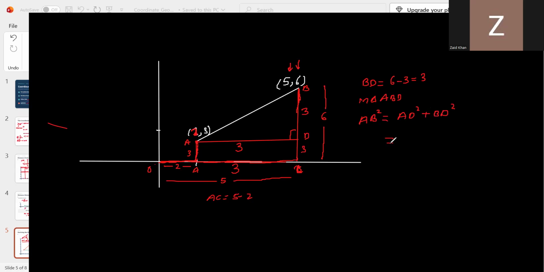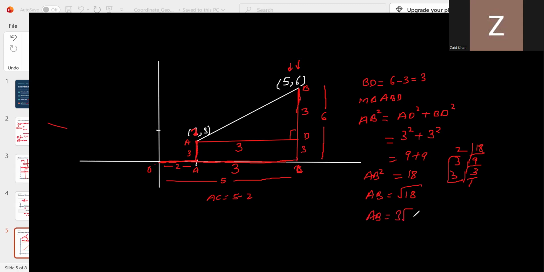So what is AD? AD is 3 square. Again, this is 3 square. So 9 plus 9, 18. AB square is equal to 18, then AB will be root 18. And root 18, if a number can be factorized, then we need to factorize that one. 2 nines are 18, 3 threes are 9, and 3 ones are 3. So a pair of 3 can come out because it's a pair, AB is equal to 3 root 2.